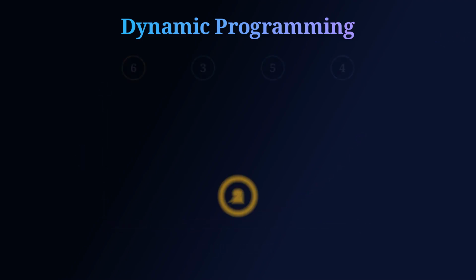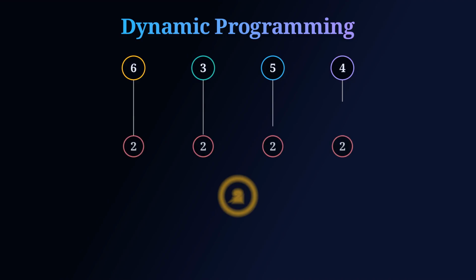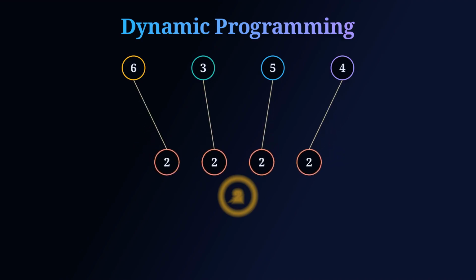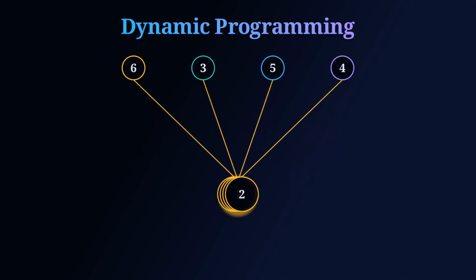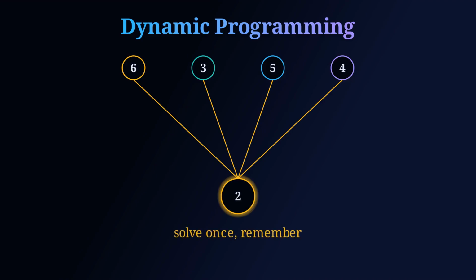But here's the insight that changes everything. The answer to fewest coins to make 2 is always the same no matter where in the tree we ask it. If we could just solve each distinct amount once and remember the answer, all those duplicate branches would collapse. The waste isn't in the question, it's in forgetting.